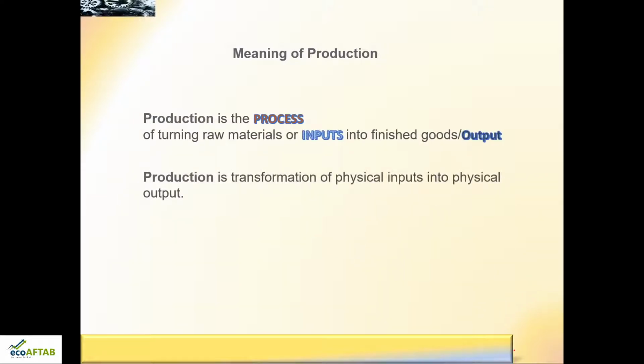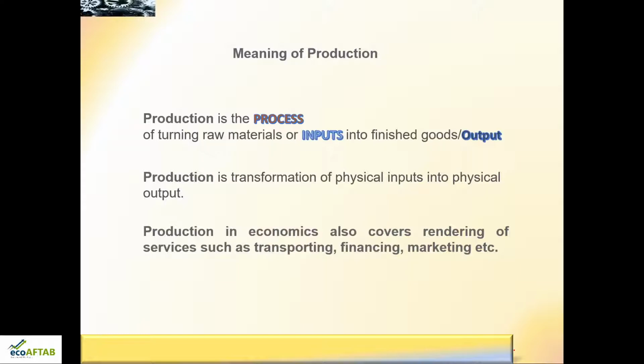In other words, production is transformation of physical inputs into physical output. That is the meaning of production. But friends, mind you, in economics, production has a wider meaning. Production in economics also covers rendering of services such as transportation services, financing services, and marketing, etc. So when you speak about production in economics, it is with regard to production of goods and services. That is the meaning of production.